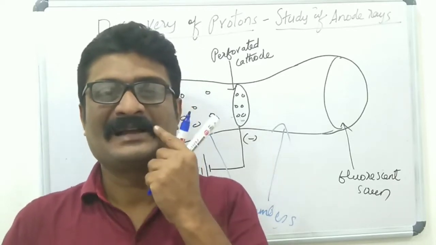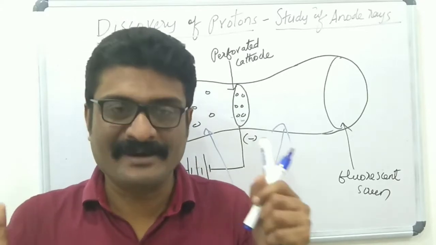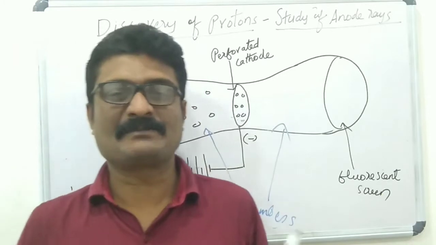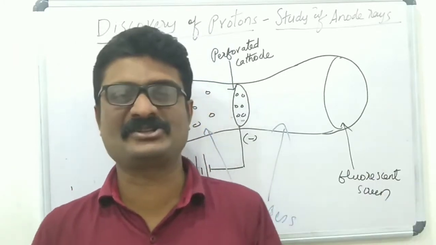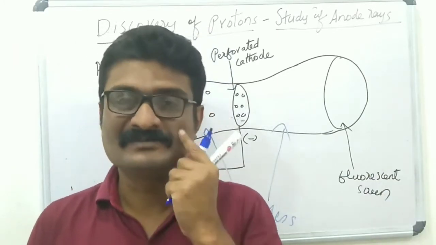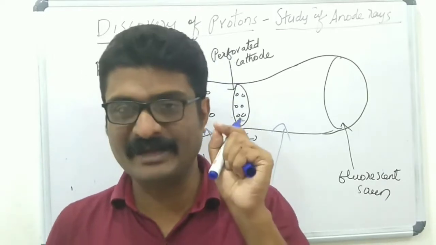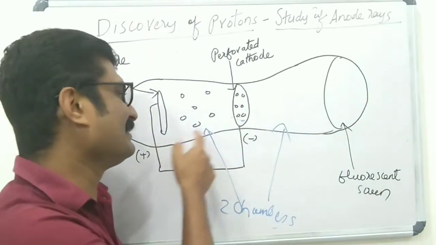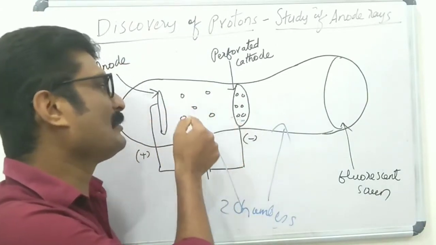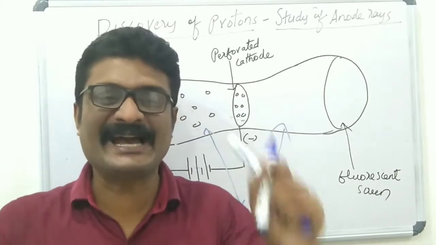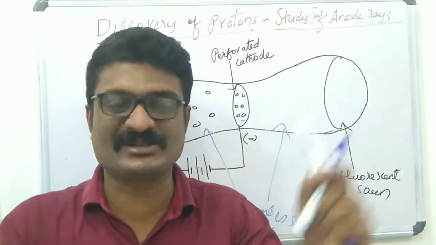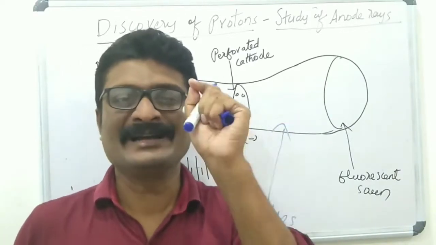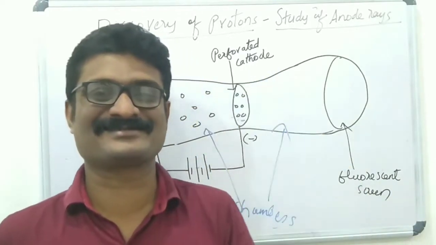Then the cathode and anode are supplied with very high voltage. When we apply very high voltage to cathode and anode under low pressure, we know the cathode emits cathode rays in the form of electrons. That means the cathode emits electrons.